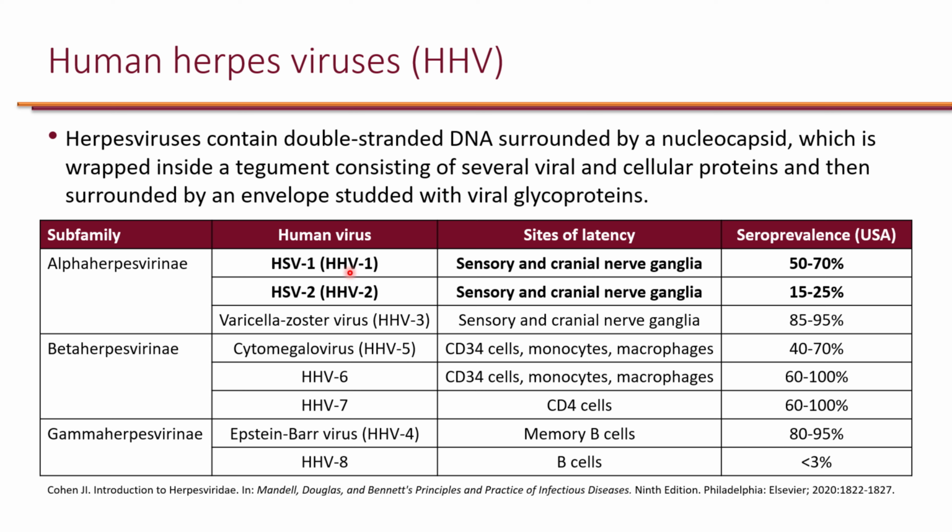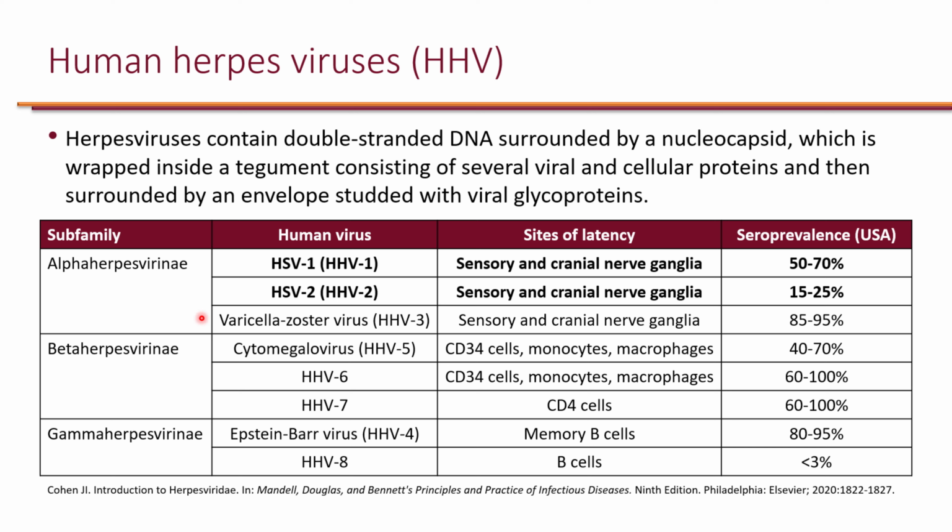The first one, HHV1, is specifically herpes simplex virus 1, and along with HSV2, these are viruses that essentially lead to latency. Once somebody is infected, they will reside in sensory and cranial nerve ganglia, and they will have a period of latency, and they will periodically get reactivated.